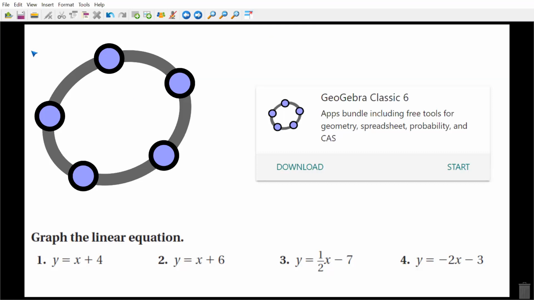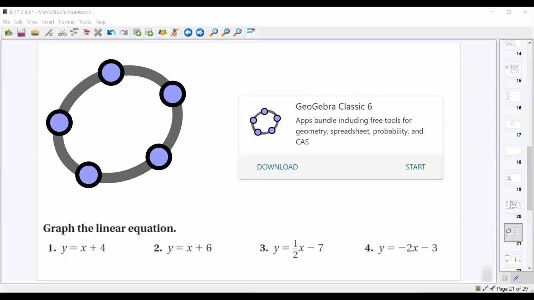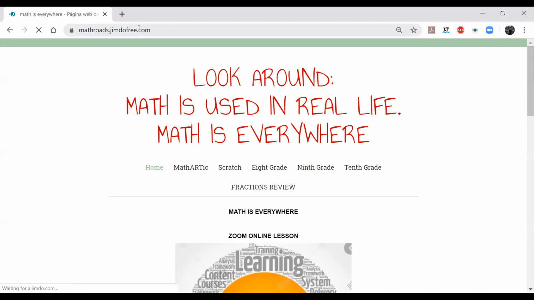You're going to go to Math Roads. Let me show you. Let me share the screen with you. Okay, so you're going to go to Math Roads. Are you visiting Math Roads now, guys? Everyone in their computer, please visit Math Roads, mathroads.jimdo.com.